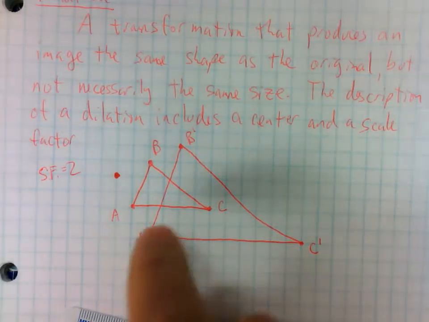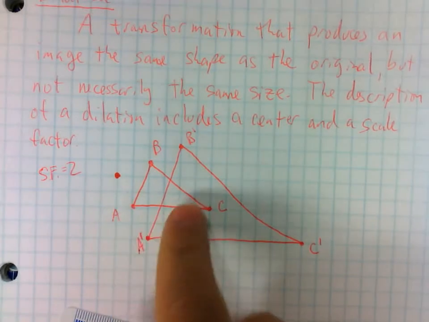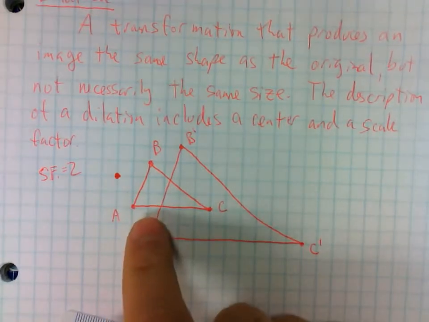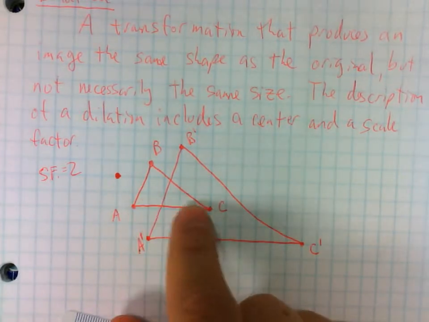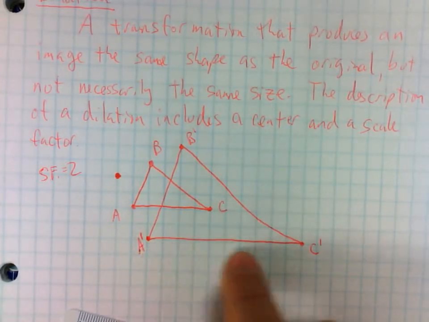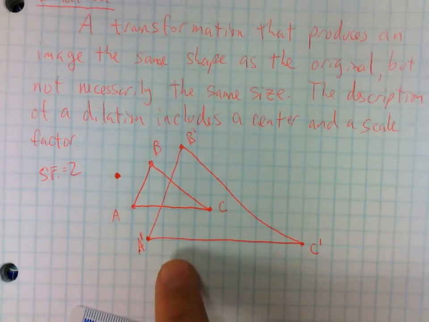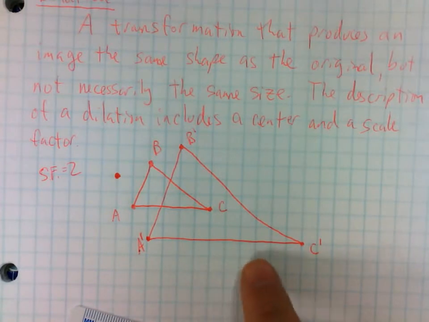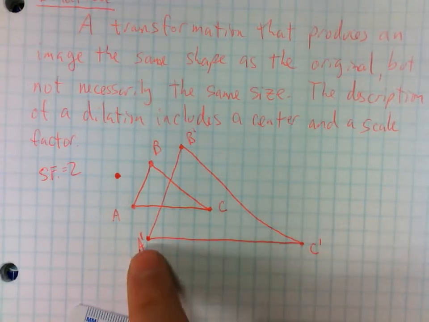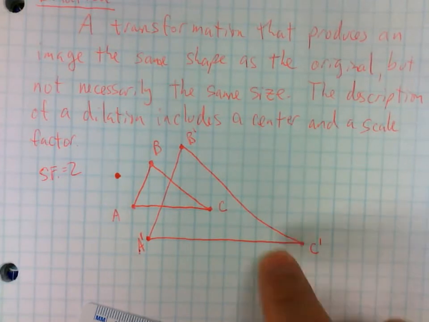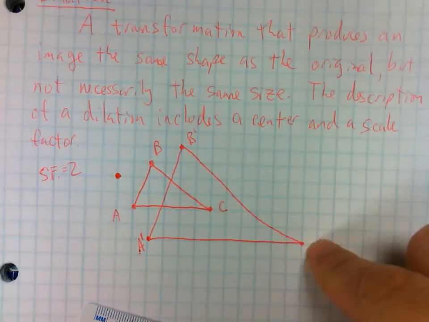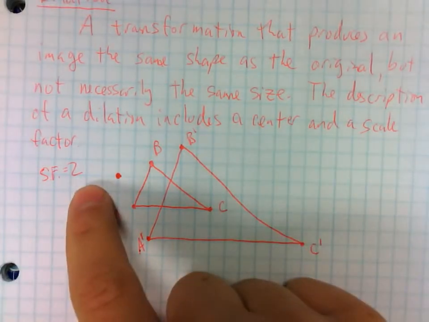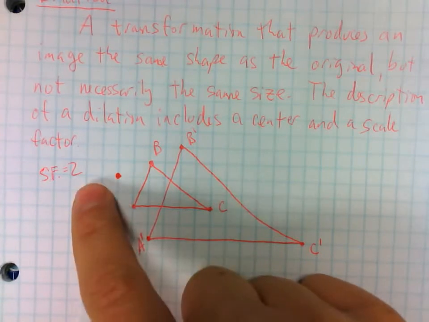Alright, now, if we look at any side along here, AC and AC prime, those are the easy ones to check. So 1, 2, 3, 4, 5. So AC is 5, and if I count AC prime, it is 1, 2, 3, 4, 5, 6, 7, 8, 9, 10. So what you can see there is that that side doubled. Guess what? This side also doubled. This side also doubled. The scale factor tells me what's going to happen to each side. So if the scale factor is 2, it doubles.